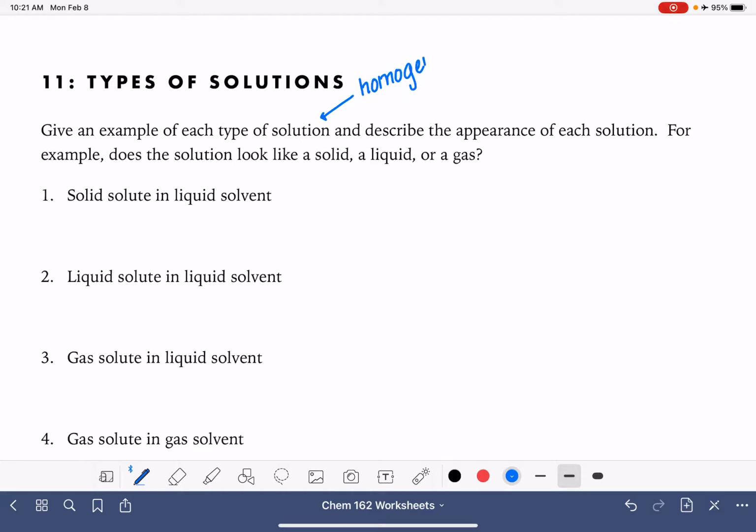A homogeneous mixture just means that when we look at the solution, the individual components of the solution are indistinguishable. So when you look at the solution, it looks like just one uniform thing. You can't see the individual components. So for example, trail mix is not a homogeneous mixture because when you look at trail mix, you can see the peanuts, you can see the M&Ms, things like that.